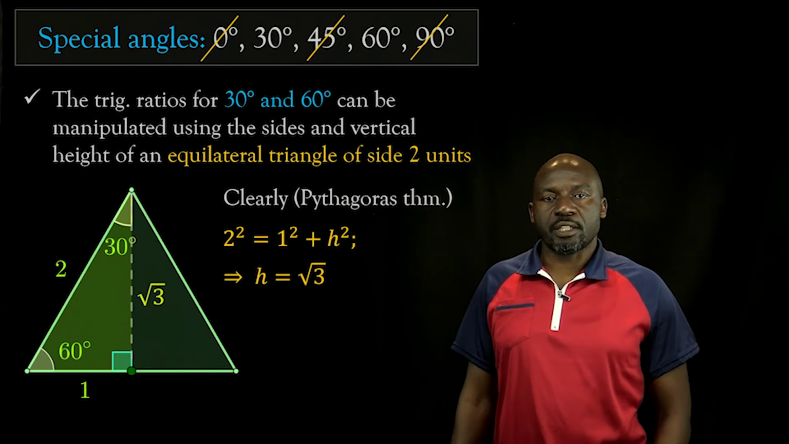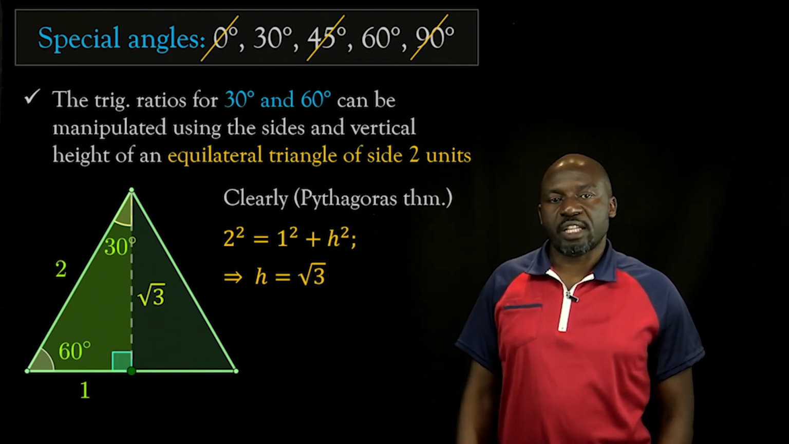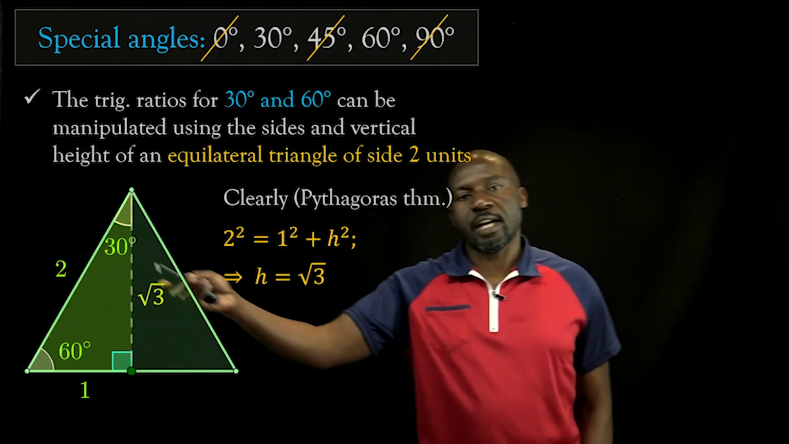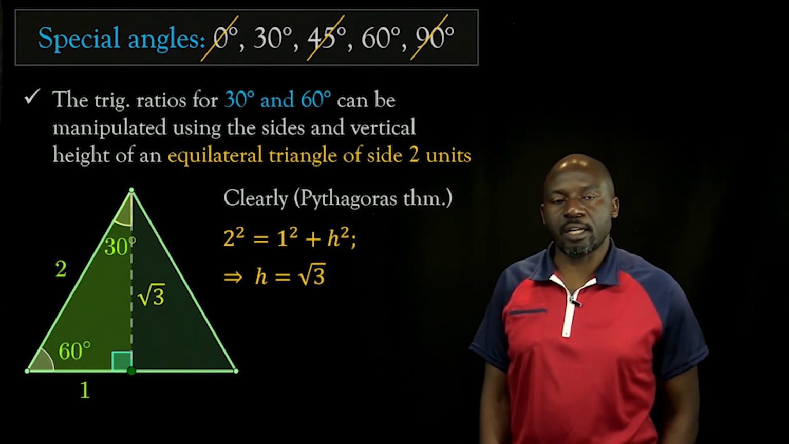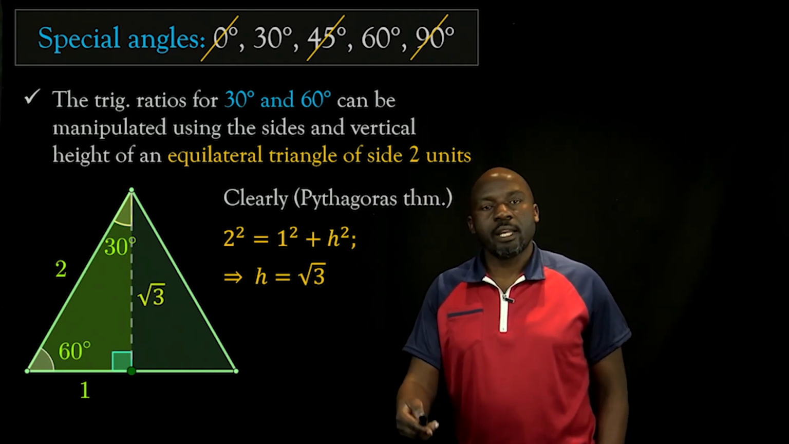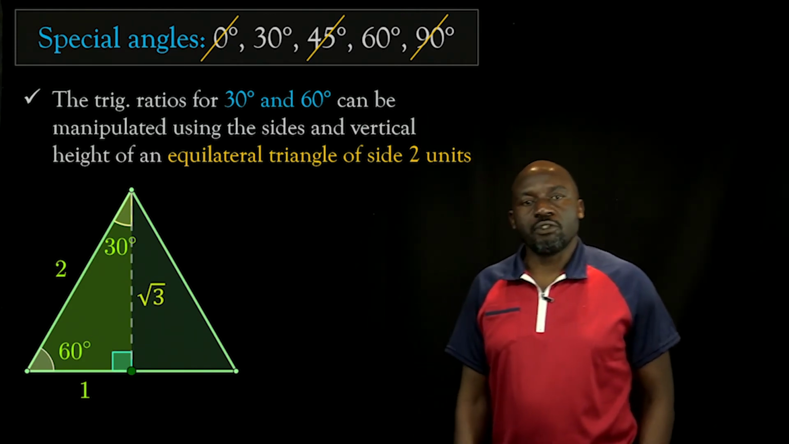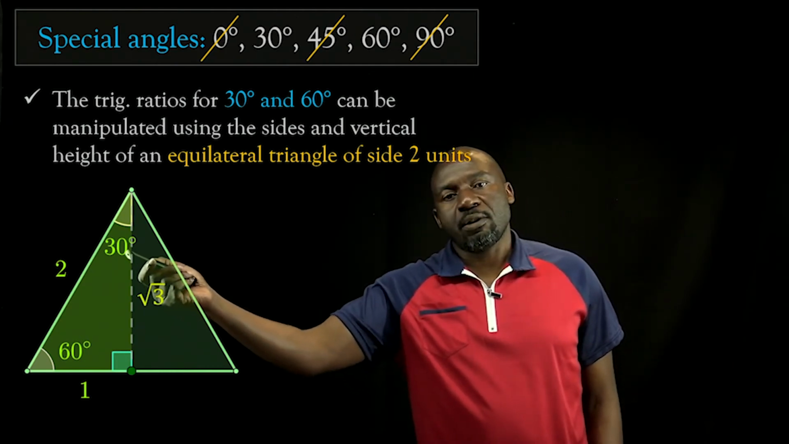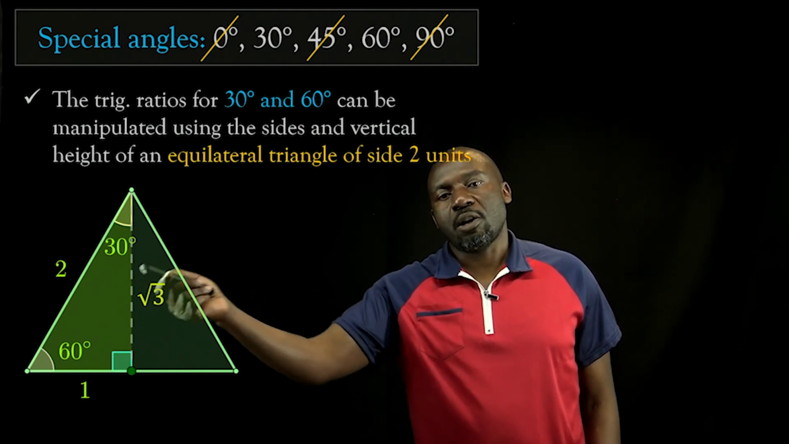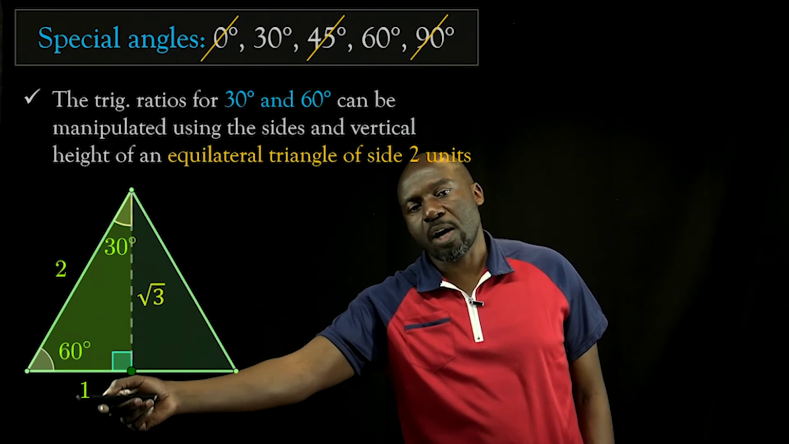So let's start with 30 degrees. Maybe let's start with sine, and we look for the sine of 30 and the cosine and the sine of 60. Okay, so for 30 degrees, the sine of an angle using SOHCAHTOA is the opposite to 30 degrees, which is 1.